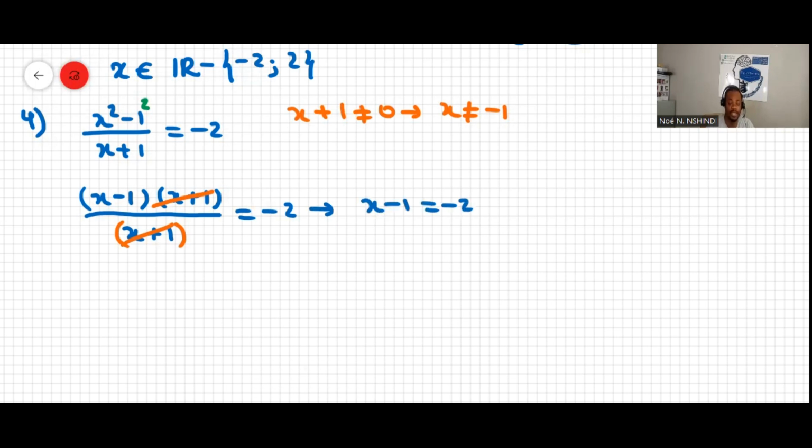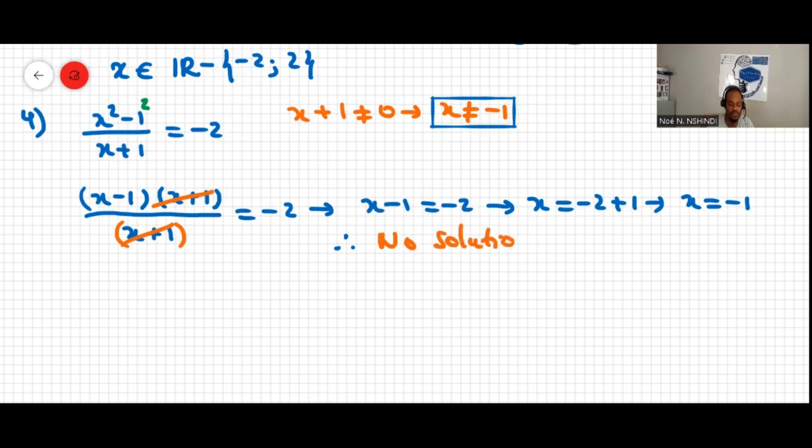If I move the -1 over, that makes x equal to -2 plus 1, and that makes x equal to -1. Now this is the solution that we get, but according to the restriction, x cannot be -1. Therefore, the solution is no solution. Okay, no solution. There's no solution for this.